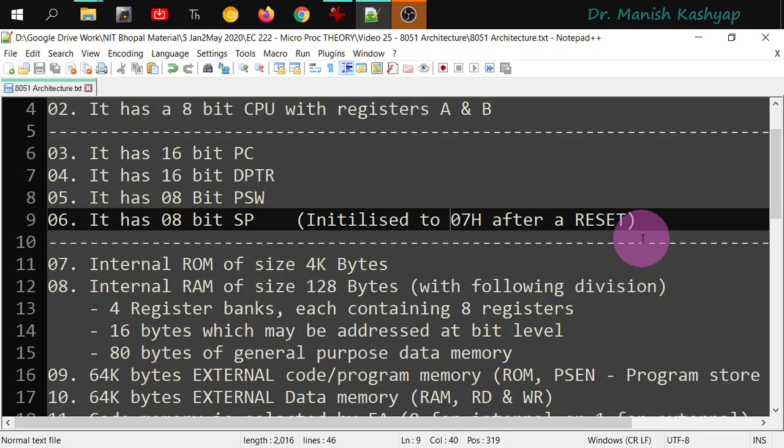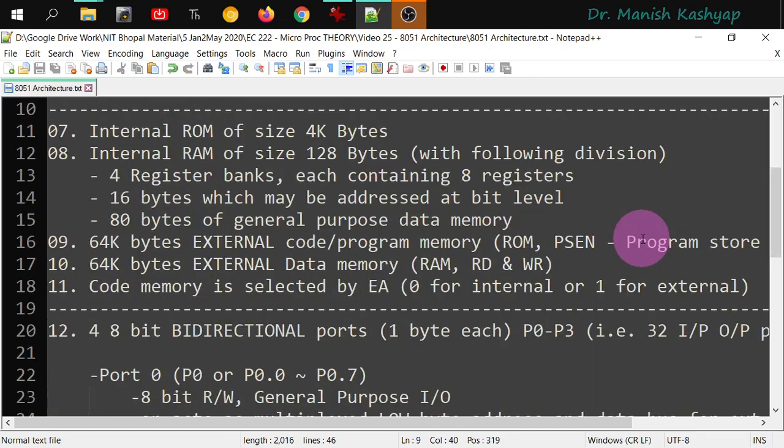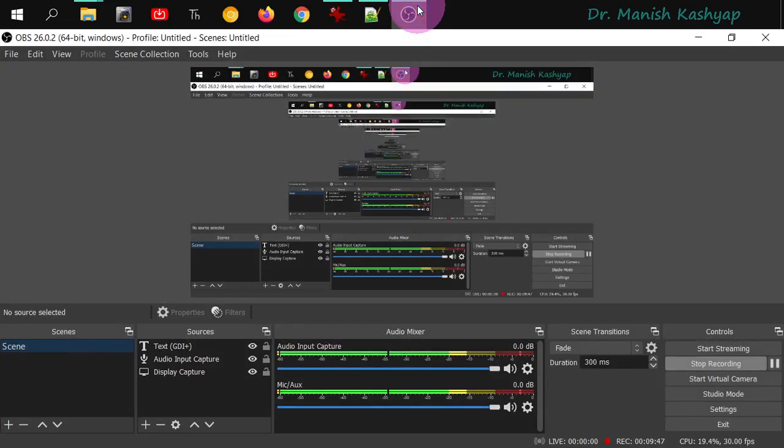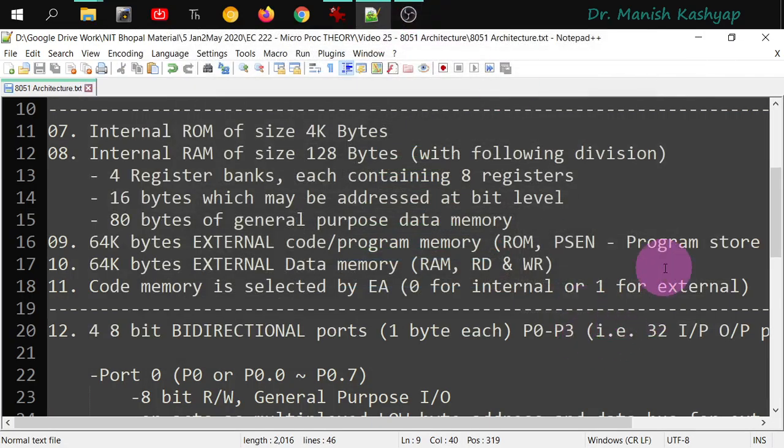Now let's talk about the memory. Memory here is of two types. One is internal memory and another is external memory. Internal memory is the memory which is a part of the microcontroller, the 8051 microcontroller that we are using. So it's a part of the 8051 microcontroller, right?